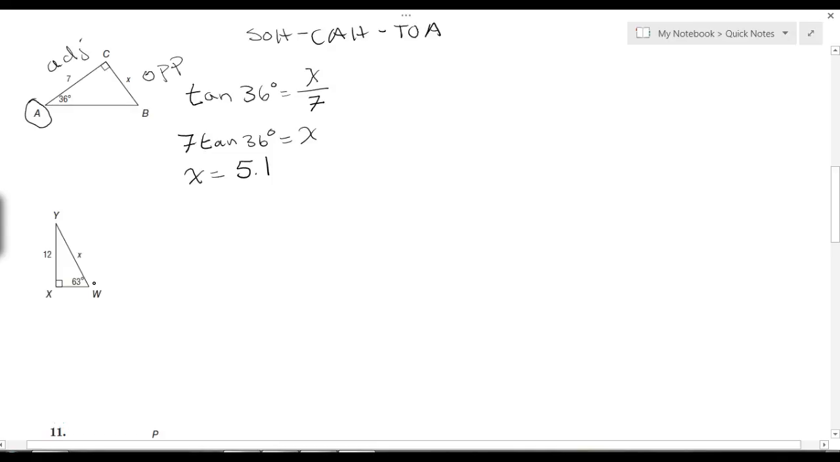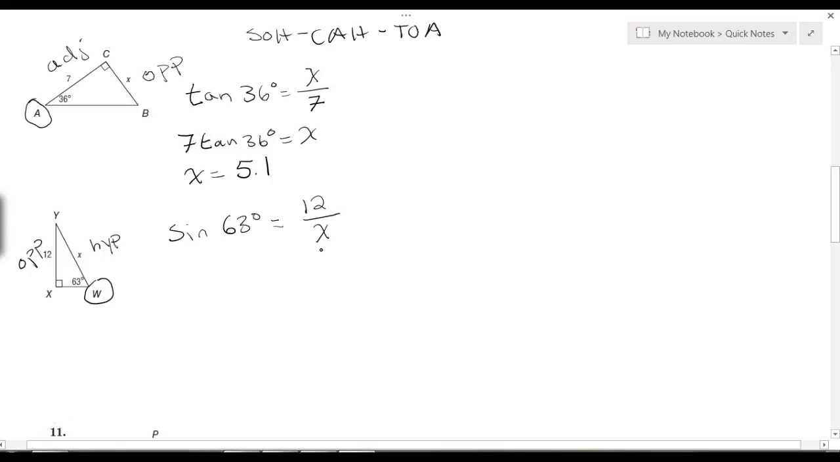And our next triangle, we have angle W. We have a 12, which is opposite angle W, and then we have x, which is opposite the 90-degree angle, so x is our hypotenuse. So opposite and hypotenuse means we're dealing with sine. So sine of 63 degrees equals opposite, which is 12, over the hypotenuse, which is x.